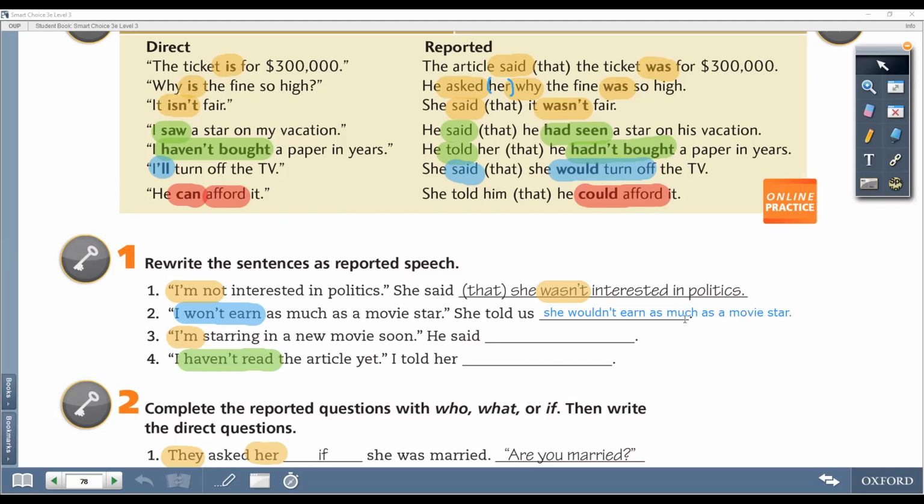So this is the second part, but we don't change anything. We only change the verb. All right, people. So now try to do number 3 and number 4. Then we check.